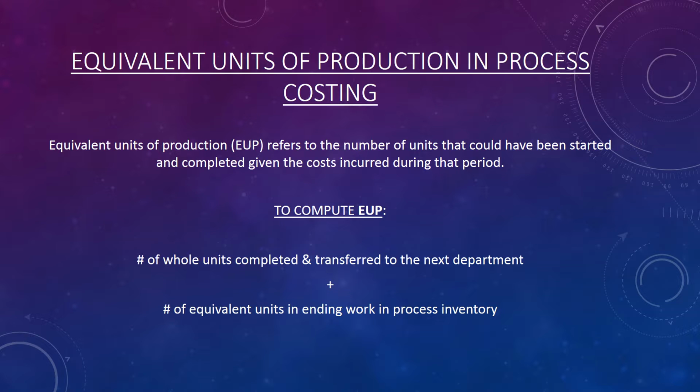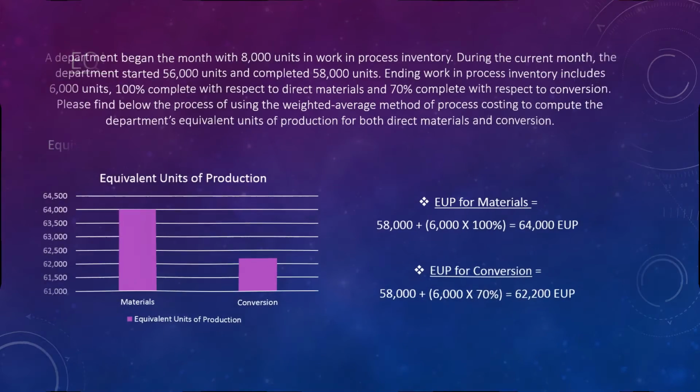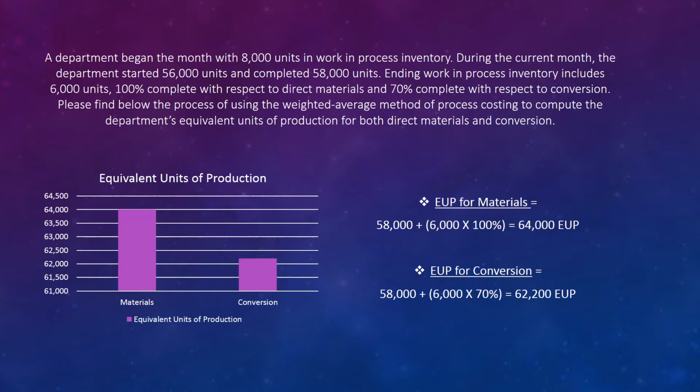Having information about the costs of partially completed goods makes it possible to measure the firm's production activity for the period. To compute EUP, you would take the number of whole units completed and transferred to the next department, plus the number of equivalent units in ending work in process inventory. This example I've shown is found in Chapter 16 of our accounting text, just to give you a clearer picture of how EUP is computed in a realistic setting.